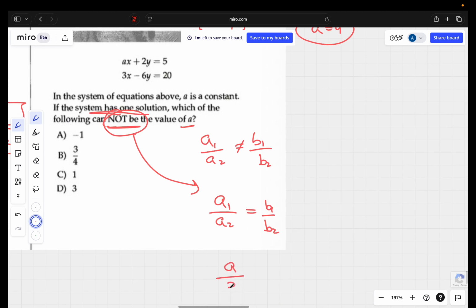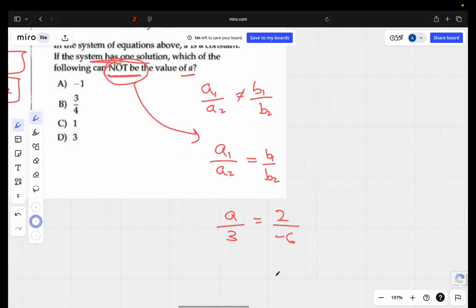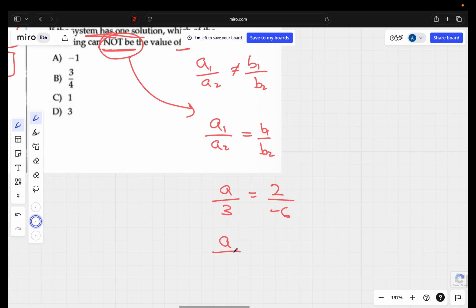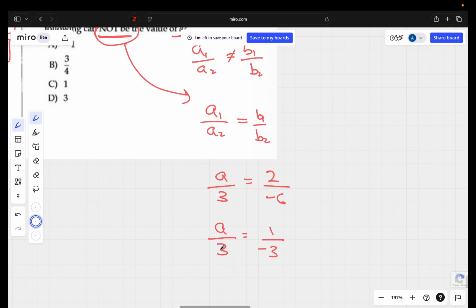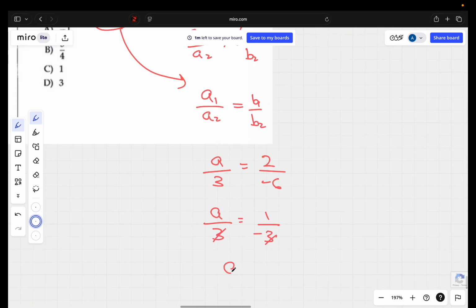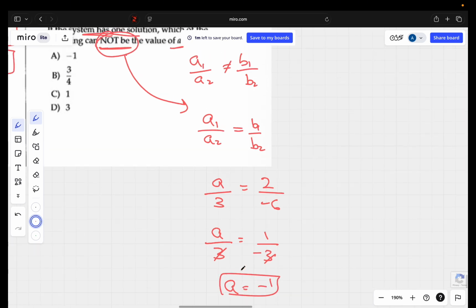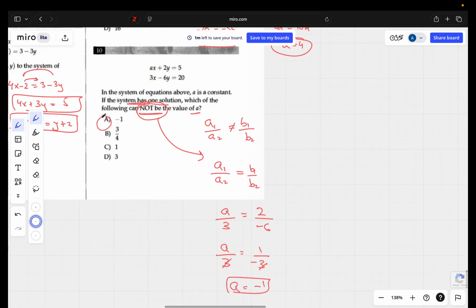A1 is A, A2 is 3, B1 is 2, B2 is negative 6. So that means we get A over 3 is equal to 1 over negative 3. And then we can cancel 3 actually, so we're left with a is equal to 1 over negative 1, which basically means just negative 1. So a is negative 1. If a is negative 1, that's not going to give you one solution.